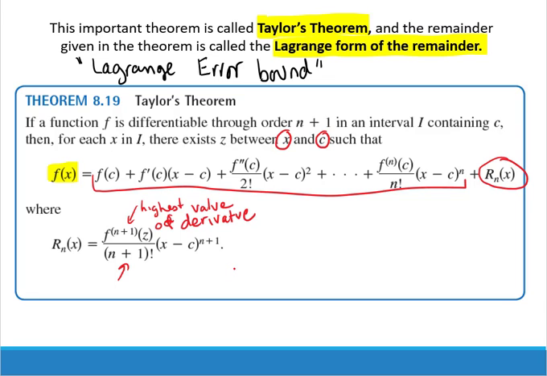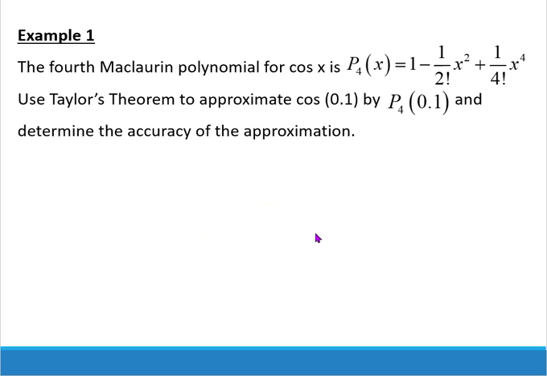And then this is the value where we're approximating, what the center is, to the n plus 1. So really think about it as almost like you're looking at the next term. And what you have to remember is that this derivative is the highest value of the derivative on the interval. And I'll go through an example with you guys.